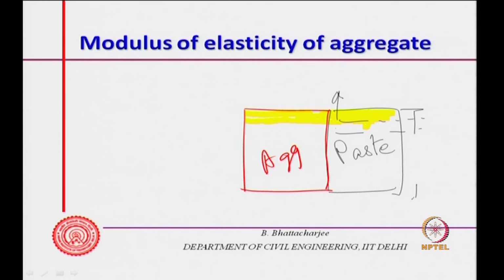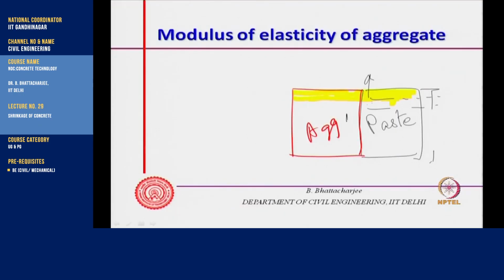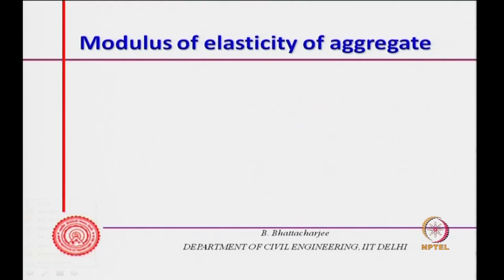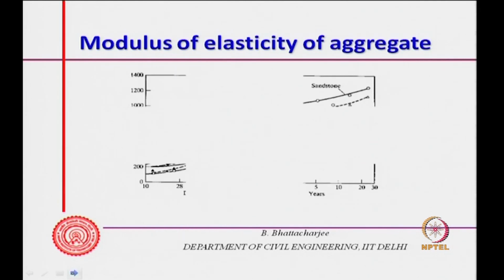Now, how much will the aggregate restrain? For the same strain, the stress would be more if the modulus of elasticity is more. So, if this is a high modulus of elasticity aggregate, it will actually share more load for the same strain, and the paste will be less loaded. Besides, it will provide that restraint more. So, modulus of elasticity has a role. So, aggregate modulus of elasticity.